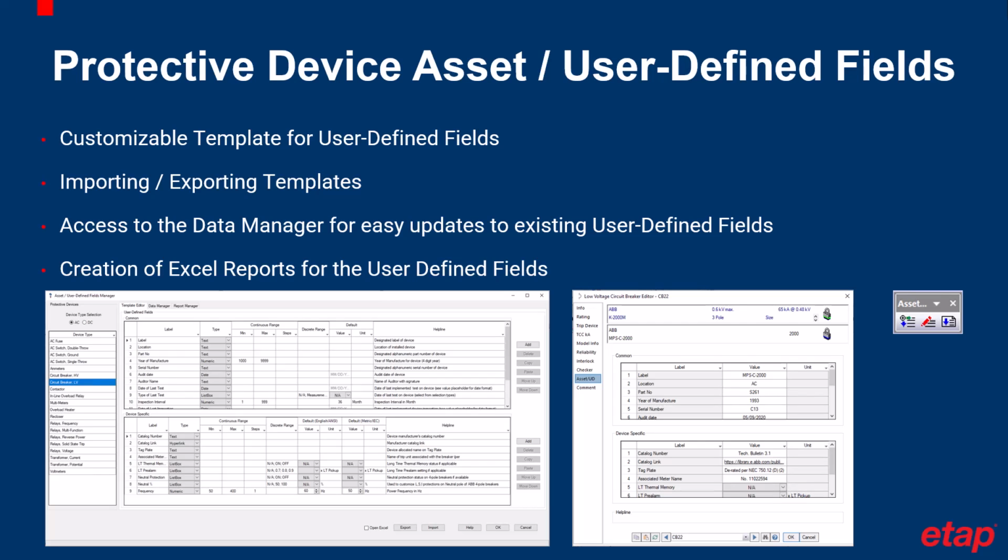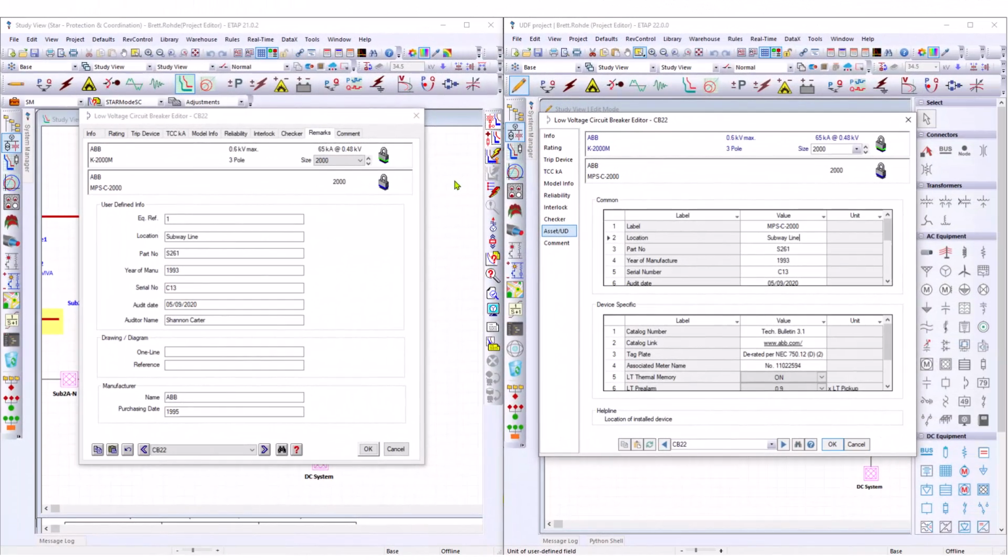Let's take a look in ETAP on the differences between the old remarks page compared to the new design of the Asset UD page within our protective devices. With ETAP now open, let's take a look at the new design of the Asset UD page compared to the old remarks page. To the left, I have the remarks page shown in ETAP 21, and on the right, I have our new Asset UD page shown in ETAP 22.